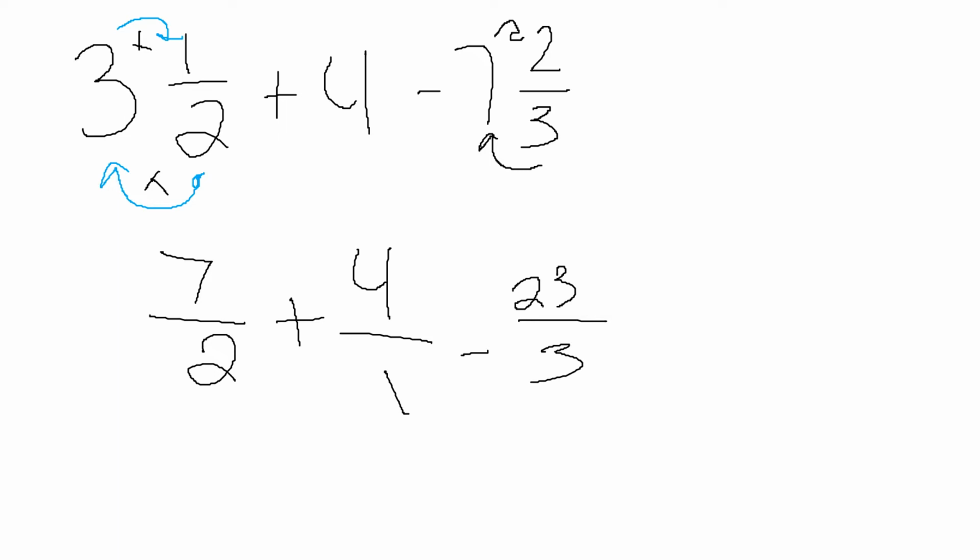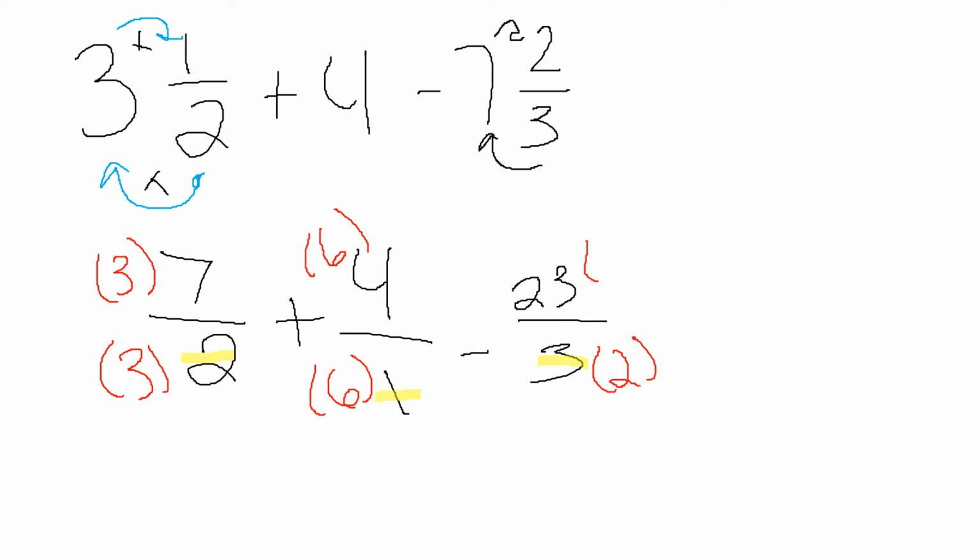And I've now taken up too much space, but now we need to look at our denominators. So I have 2, 1, and 3. What can 2, 1, and 3 all become using multiplication? And the answer is 6. So I'm going to do 2 times 3, and whatever I do to the bottom, do to the top. 1 times 6, whatever I do to the bottom, do to the top. 3 times 2, whatever I do to the bottom, do to the top. So my new fractions are 7 times 3 is 21 over 6.